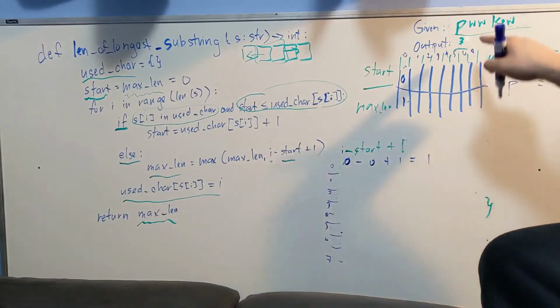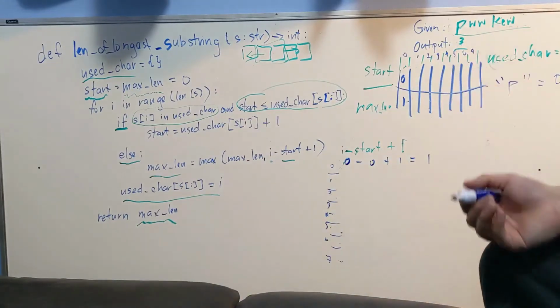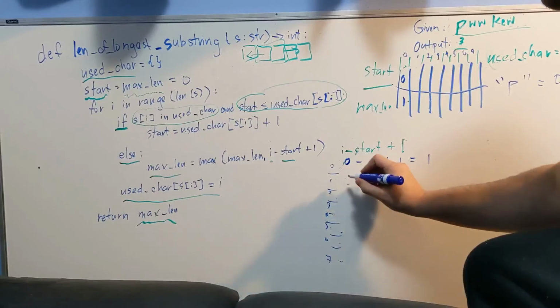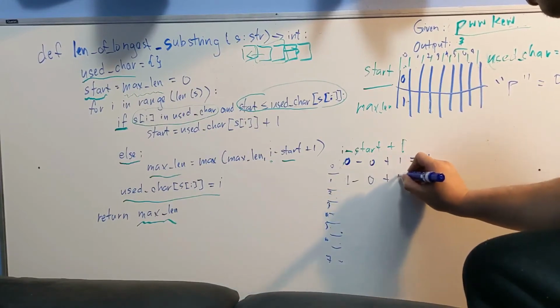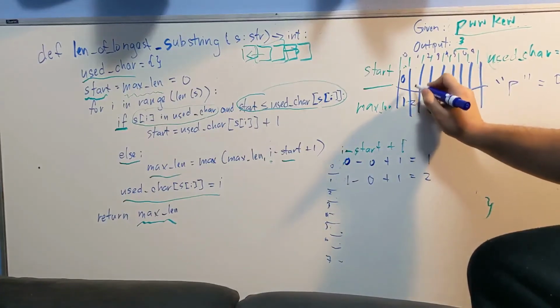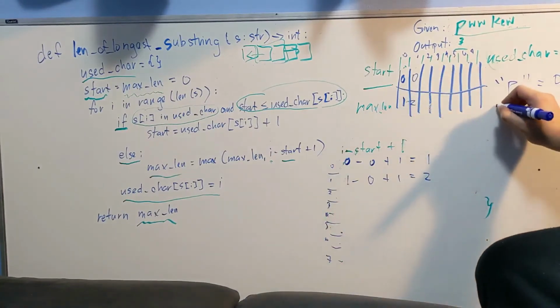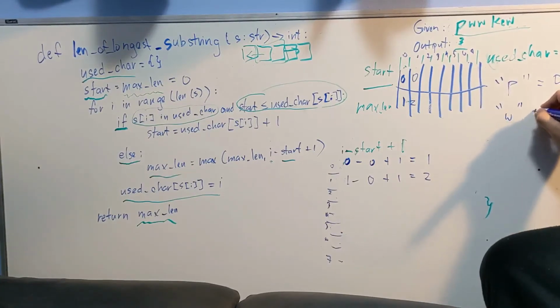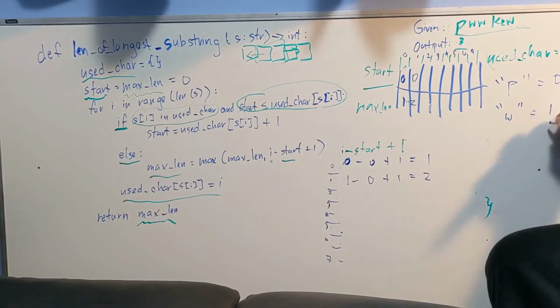The next loop would now see W. Is that in the dictionary? Nope. Let's update this. Now it becomes 1 minus 0 plus 1, which is 2. Is 2 greater than 1? Take that. Start is still 0. Add the element as a key in the dictionary and I as the position, which is 1.